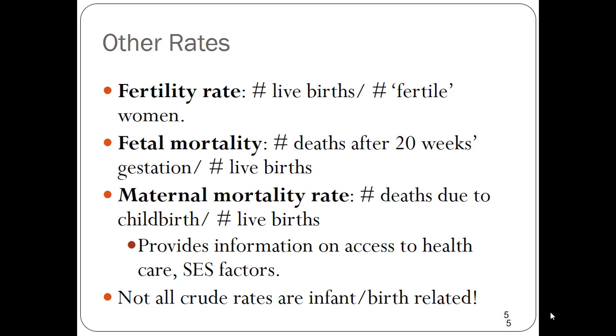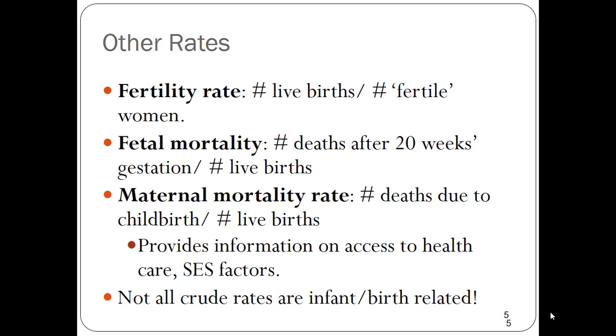Some other rates that we are sometimes interested in include fertility rate, which is the number of live births divided by the number of fertile women; fetal mortality, which is the number of deaths after 20 weeks gestation, divided by number of live births; maternal mortality rate, which is the number of deaths due to childbirth over the number of live births. And this can provide a lot of information on access to healthcare and socioeconomic status factors.